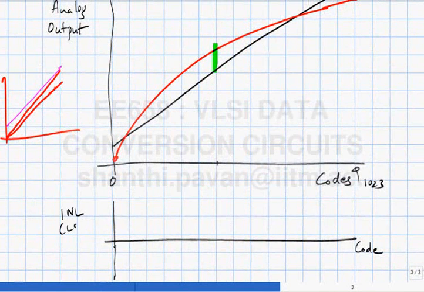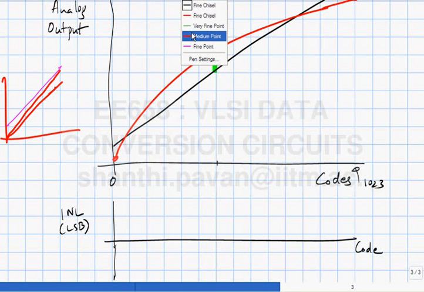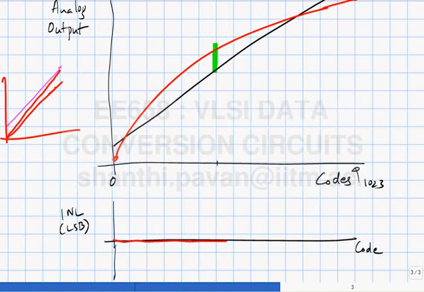INL in LSB, okay. Ideally, what should it be? In an ideal D2A converter, it should be 0. In this particular example, what do you think it will be? First it will be negative, okay, then it will go to 0, then it will go positive, kind of reach a maximum around here, I guess.